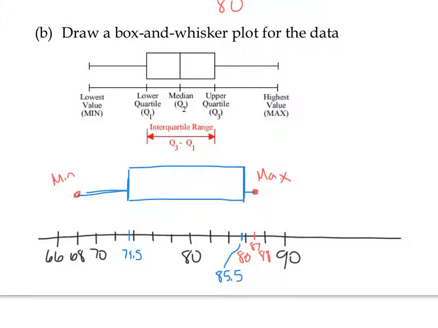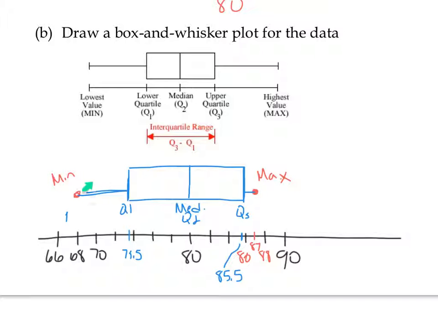My median's at 80. So I'm going to draw a line down at 80. That's my median. Again, this is Q1. This is Q3. And this is my median, or Q2. So to get a box and whiskers, the whiskers go from the minimum right here to the maximum out here. Then my box goes between Q1 and Q3. Put a line down where the median is. It doesn't necessarily have to be right in the middle. Okay? And I've got my box and whiskers plot.